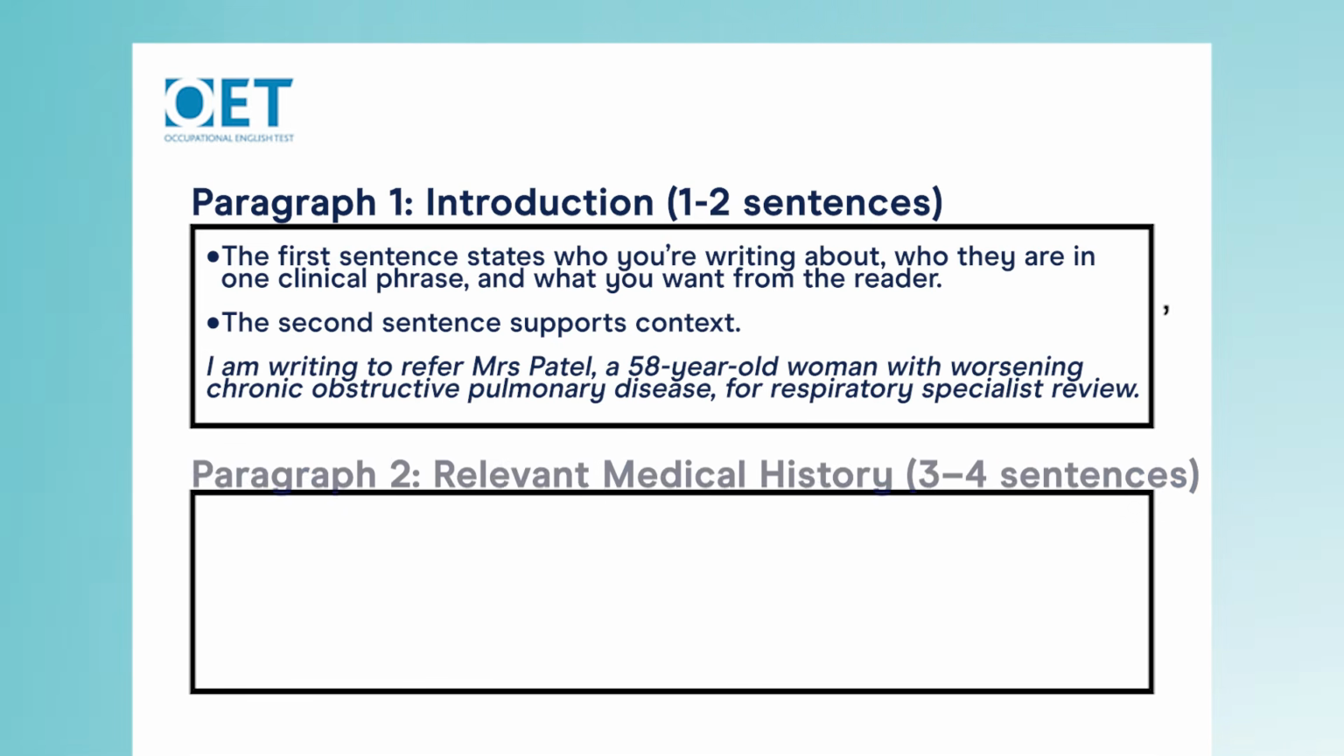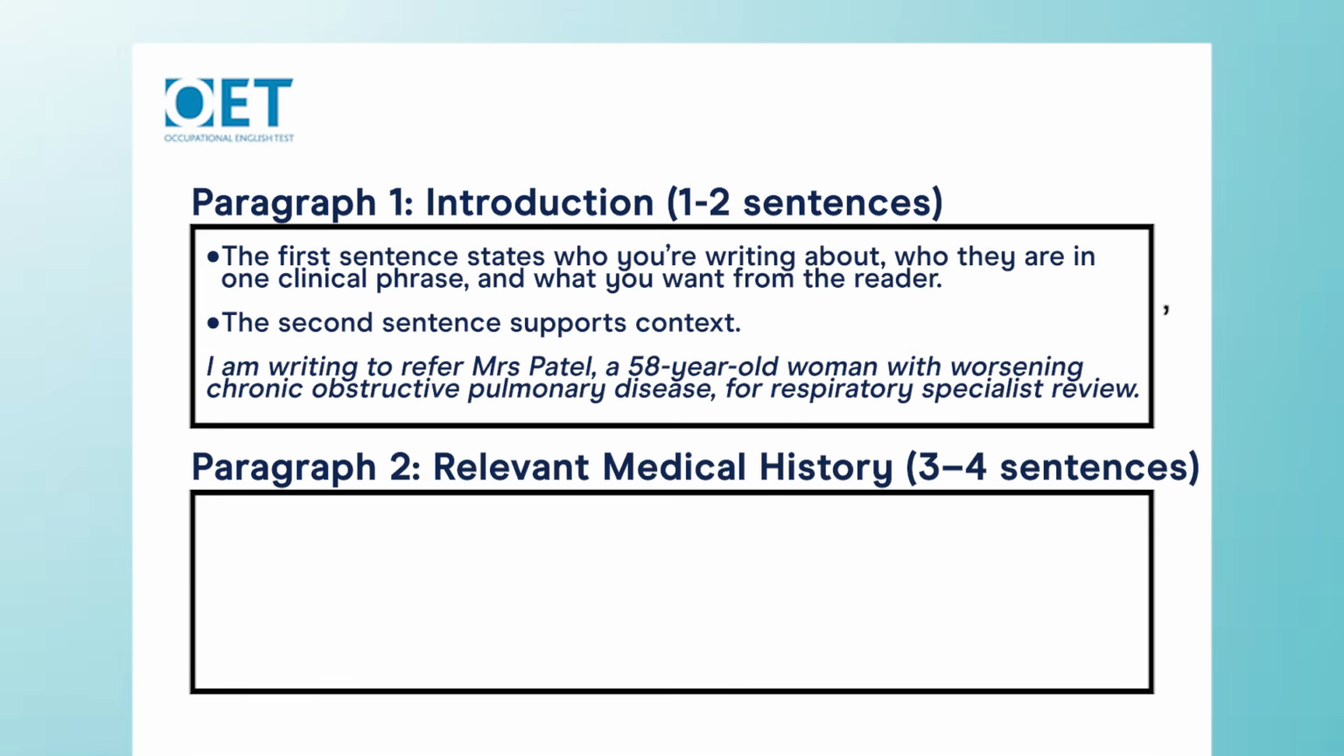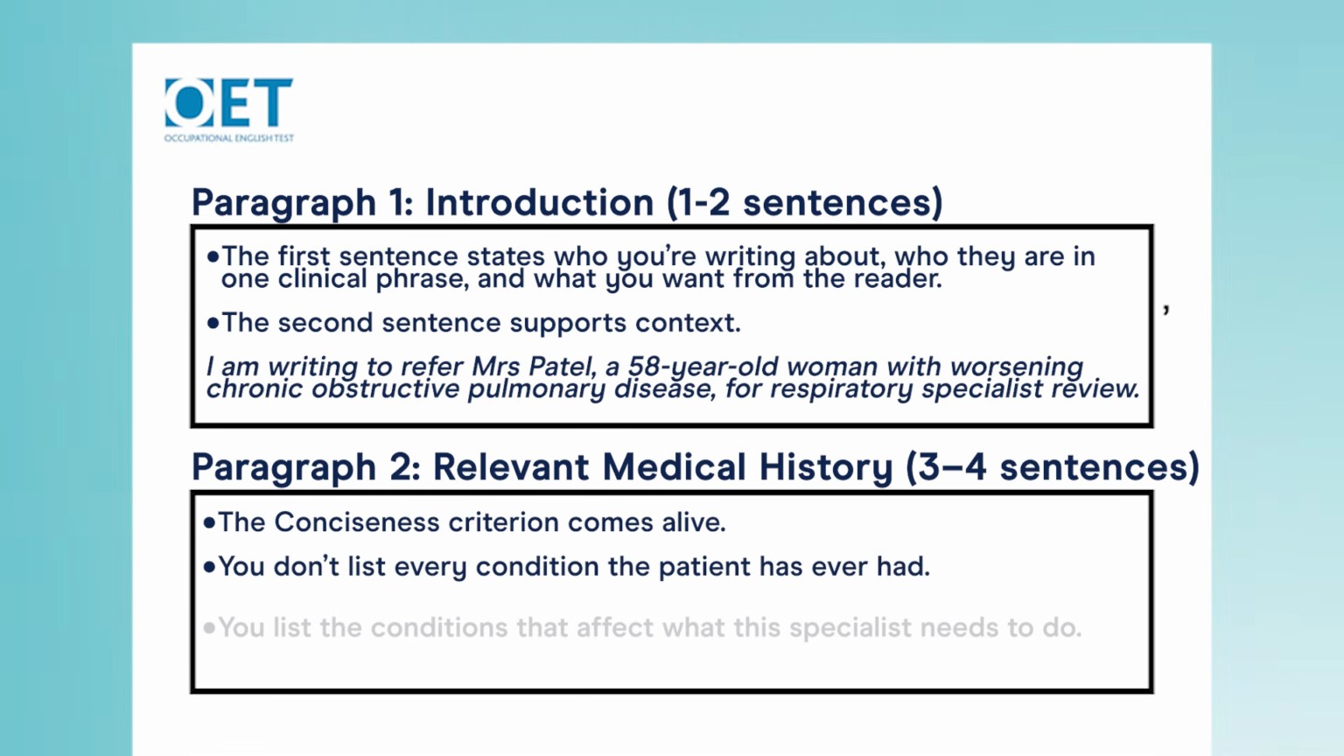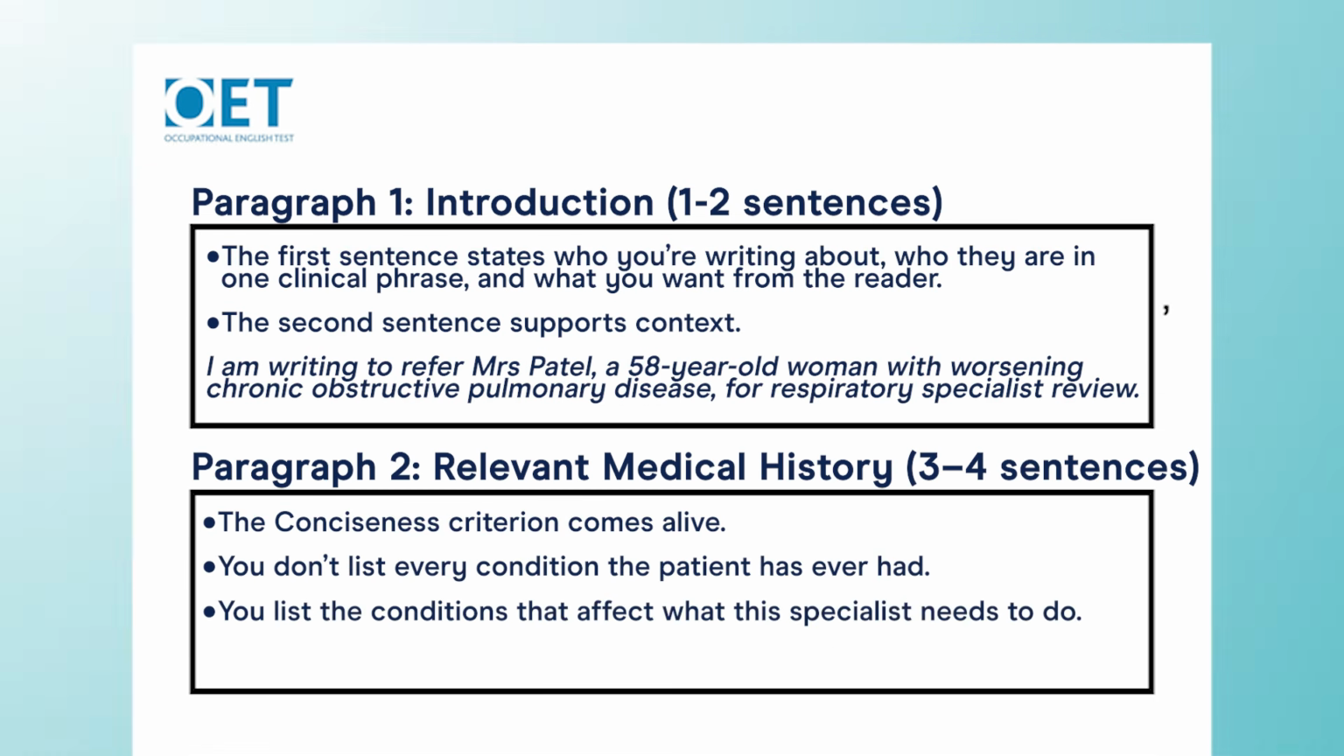Paragraph 2 is the relevant medical history. Note the word relevant. This is where the conciseness criterion comes alive. You don't list every condition the patient has ever had. You list the conditions that affect what this specialist needs to do. If you're referring for respiratory review, prior pulmonary conditions, smoking history, and current medications matter. The hip replacement they had 8 years ago does not.